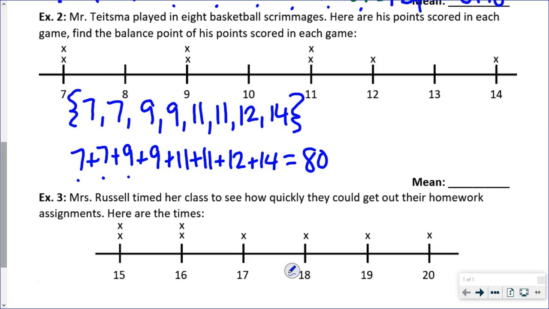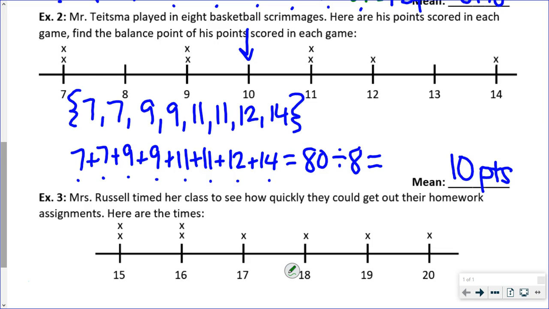But 1, 2, 3, 4, 5, 6, 7, 8 scrimmages, where I scored 80 points total in 8 scrimmages. That should be pretty quick math when you do that division. 80 divided by 8 gives us 10 points. So, again, there's our balance point right there of how many points I scored in those scrimmages. That's my average points scored per scrimmage: 10 points.